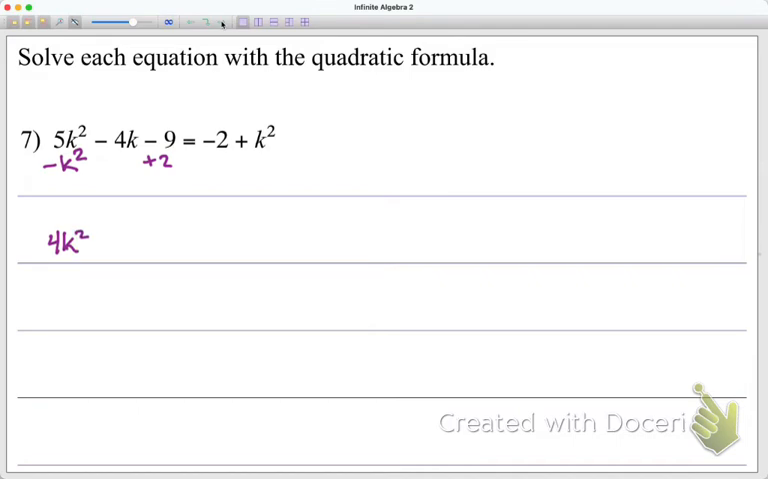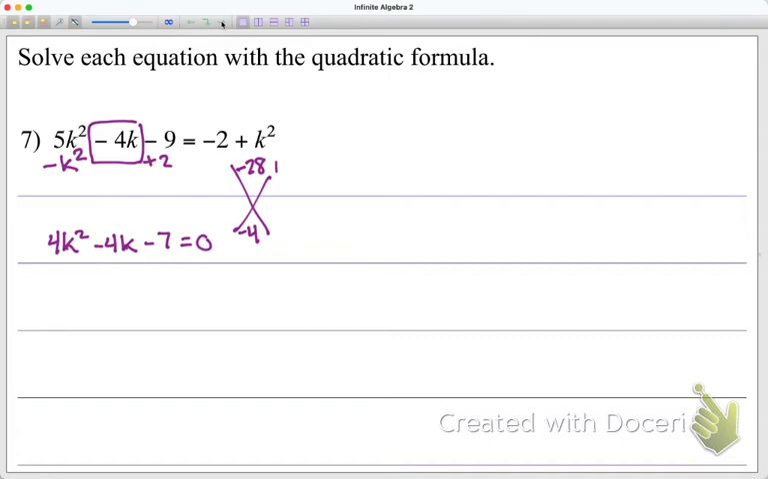Keep going. And is this going to change right here? No. So minus 4k. And then minus 7. Okay, so am I ready to factor if I can? So I have negative 28 and negative 4. You can't factor it. Can I factor those things? No. So I can't factor it, so I need to use the quadratic formula.